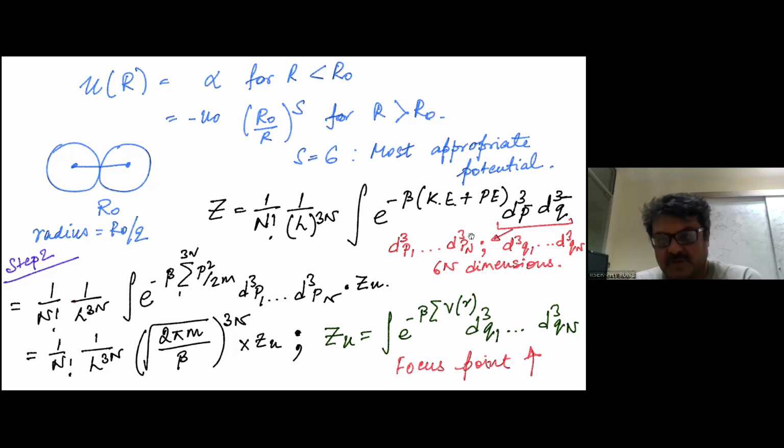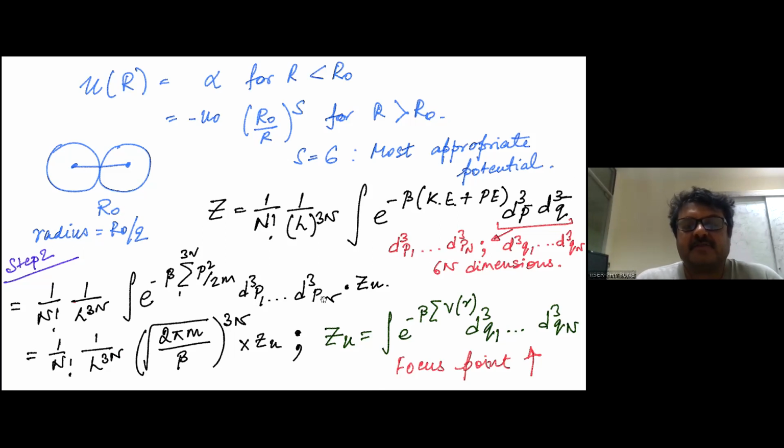That was also possible, but that's what we have written. So this d3p vector and d3q vector is actually an integral over 6n dimensions, and this is e to the power minus beta times kinetic energy plus potential energy. Now one can separate out the position degrees of freedom and the momentum degrees of freedom.